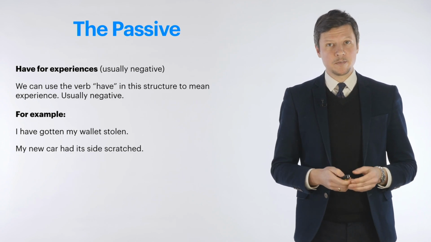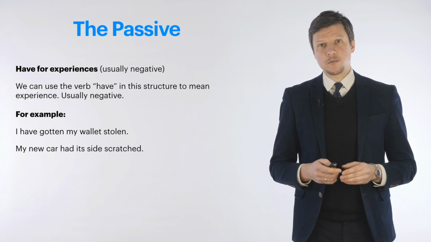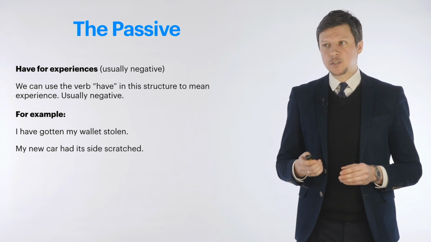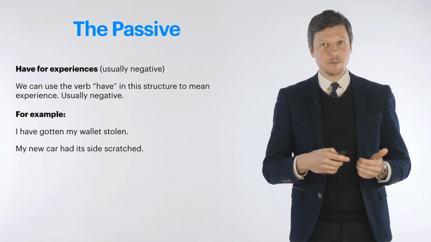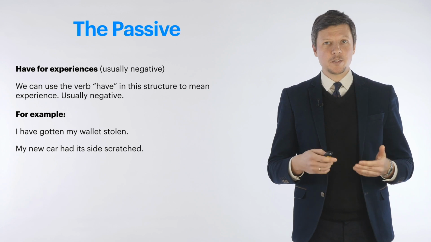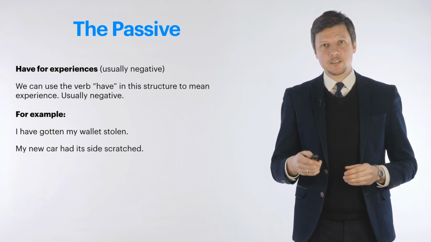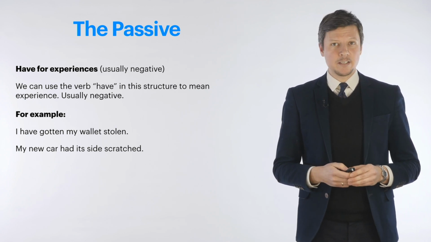We use have for experiences, and this is something that we often use with negative experiences. I have gotten my wallet stolen. It's not like I asked someone to steal my wallet and I have even paid for it, but it was an unfortunate event. Someone came and stole my wallet. I can say, I have gotten my wallet stolen, or my new car had its side scratched.